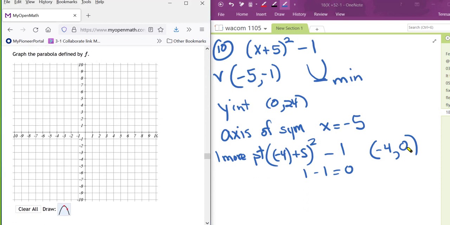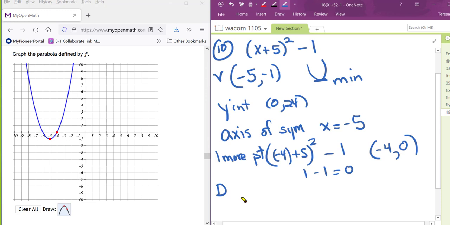Let's put those on, all right, and draw our graph so we can see the domain and range from your graph. All right, so negative 5, negative 1, and negative 4, 0. Okay, and this does open up, which we expected. Now, your domain on a parabola is negative infinity to positive infinity. That is not going to change.